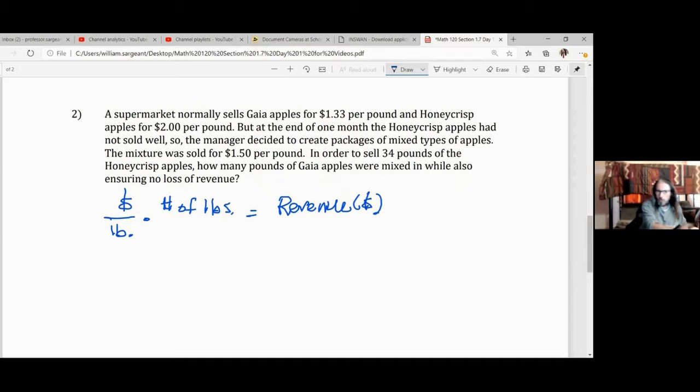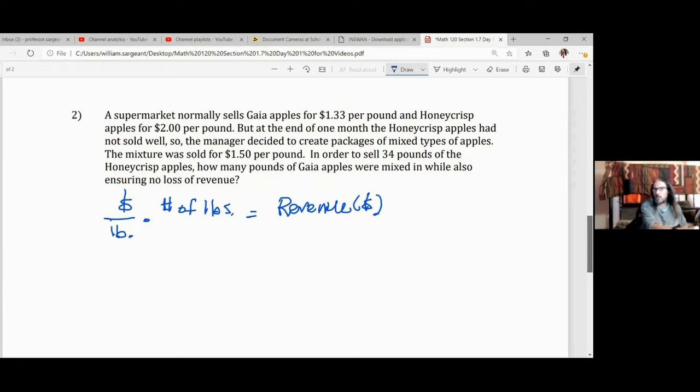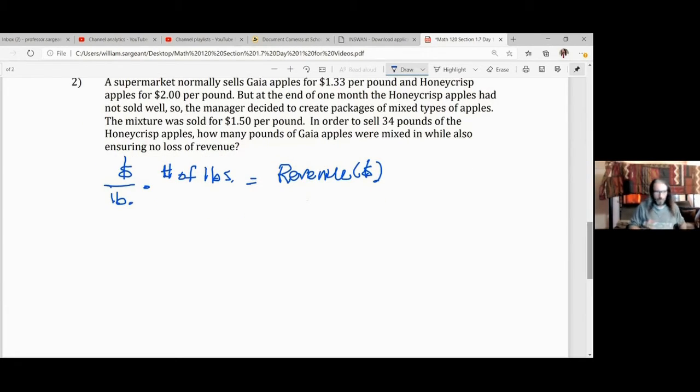And so we are given here that there are 34 pounds of Honeycrisp that are to be sold, and that is at $2 a pound. So if they were sold alone, then the revenue earned would be $68.